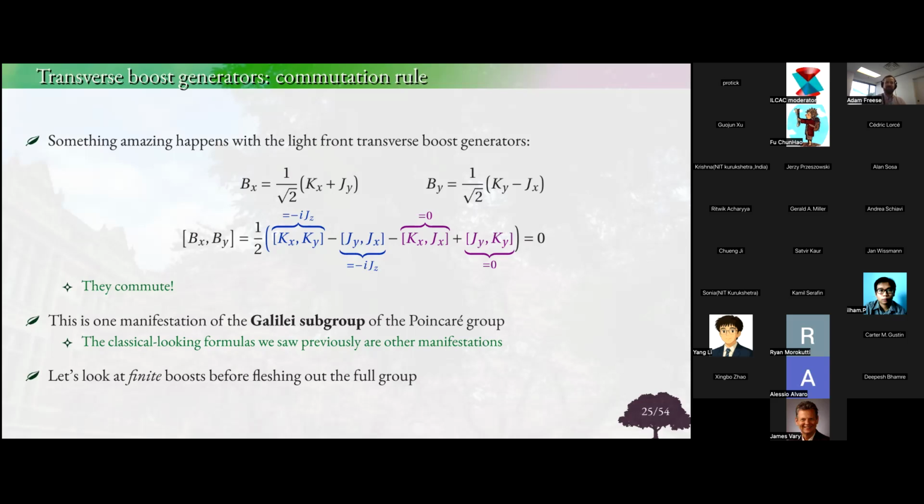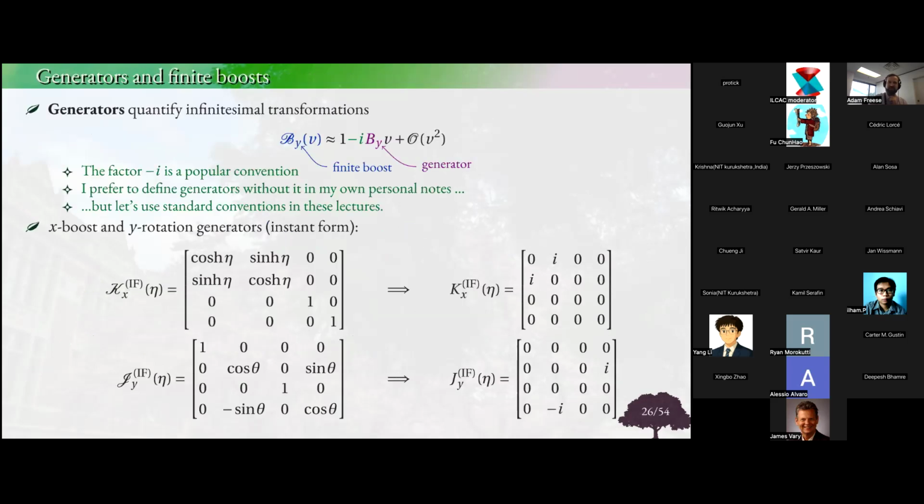So before moving on to fleshing out the full group, I want to look at finite boosts, because that will give a bit more intuition as to these classical looking, non-relativistic looking formulas. So I'm going to go into a little bit of the basics of Lie algebras and Lie groups now. So generators are basically things that quantify infinitesimal transformations.